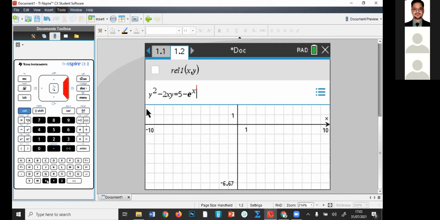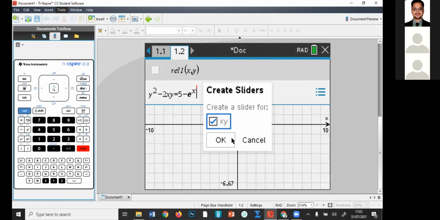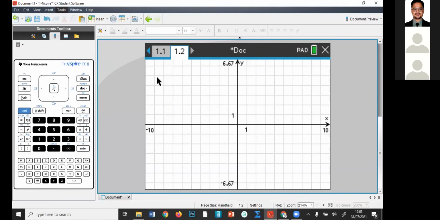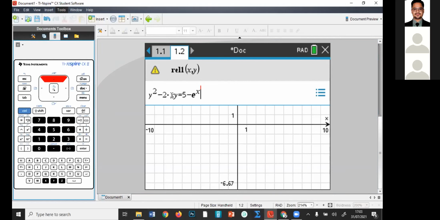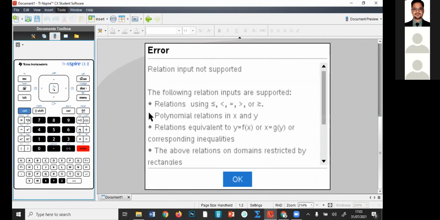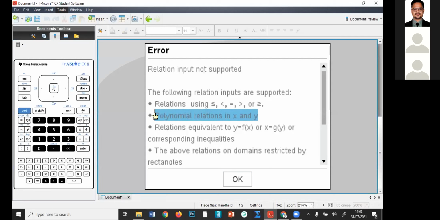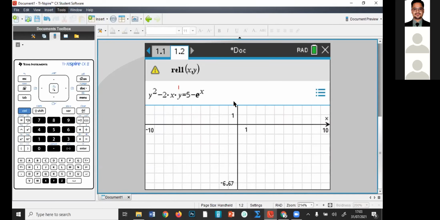I think because exponential is there. So what I do first is I will write it as 2 times x times y. The following relation inputs are supported, and then polynomial relation in x and y. So you cannot draw this relation. And moreover, Hassan, can we use relation in exam mode? No, we can't. In press to test, this is disabled. So we cannot use it.